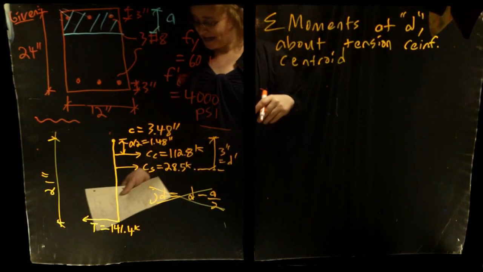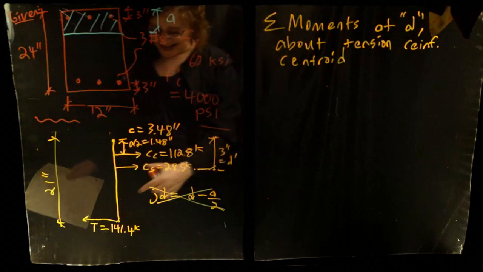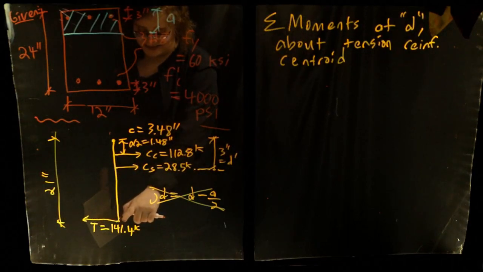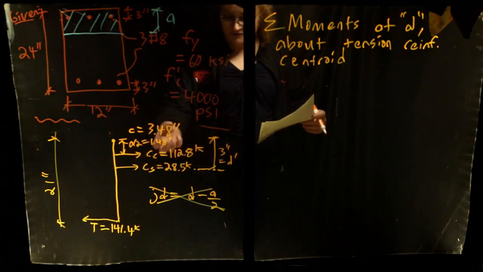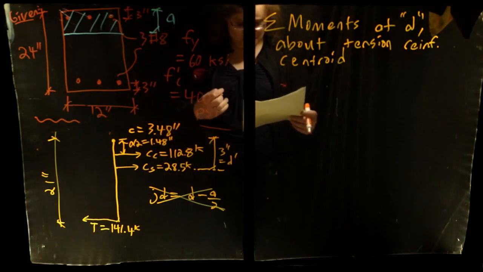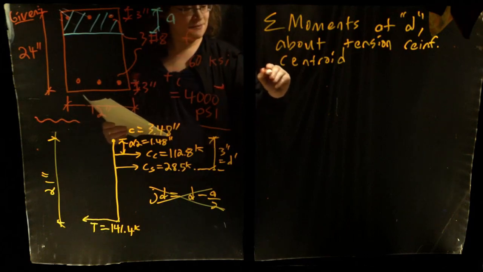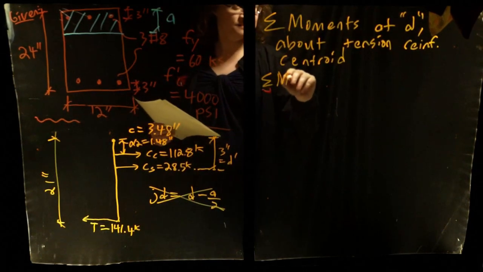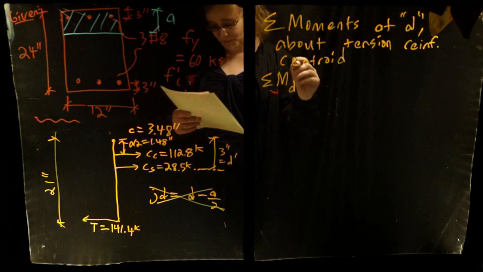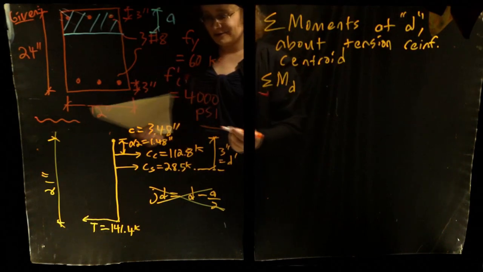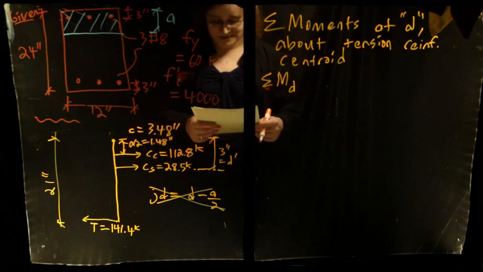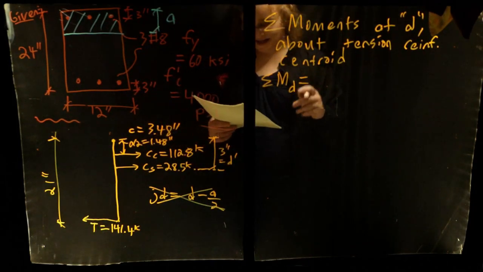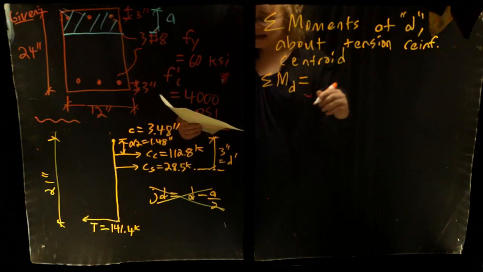And the nice thing about that is that my tension force, because I'm summing moments at that depth, isn't going to generate any moment there, so I'll only have to consider the moments from my compression forces. So I can illustrate that as the summation of moments about d. Counterclockwise positive or negative isn't going to matter much here, because we're just doing magnitudes.